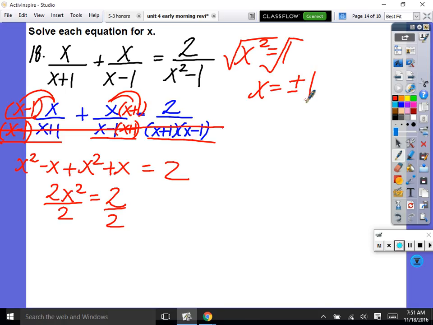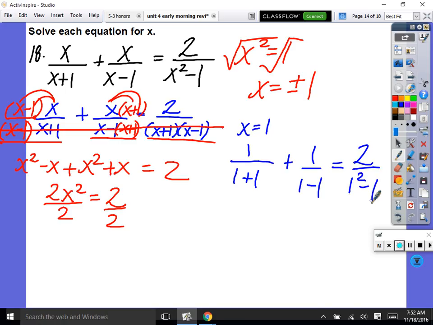Okay, now we have to check our solutions. This is where it tends to be the hardest, guys. Everybody watch, because you get how you solve, and then you can't do the part that tends to be the hardest. Let's plug in 1. x equals 1 is what I'm checking. 1 divided by 1 plus 1, plus 1 over 1 minus 1. Does that equal 2 over 1 squared minus 1? Does everybody see how I plugged it in? Let's start simplifying this. That's 1 over 2 plus 1 over 0 equals 1 over 0.